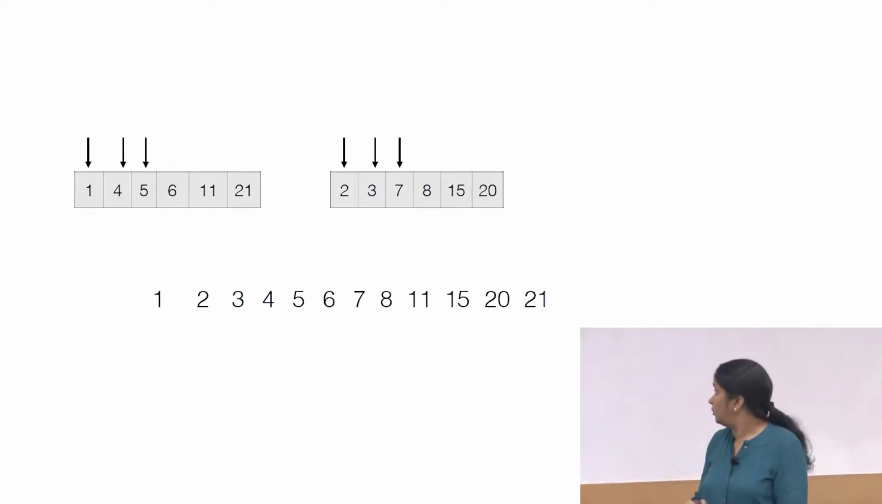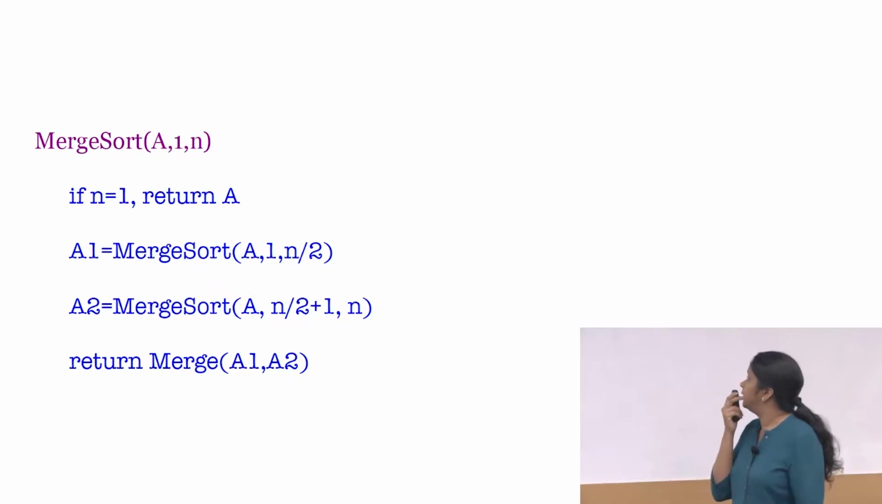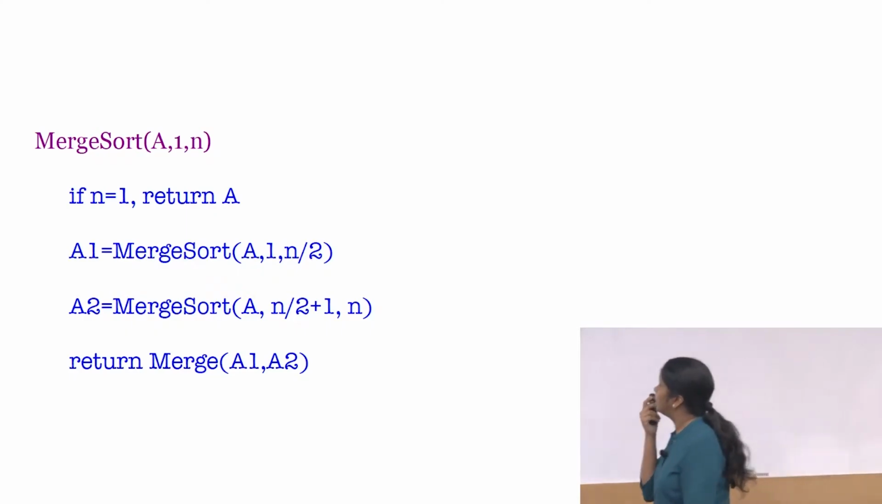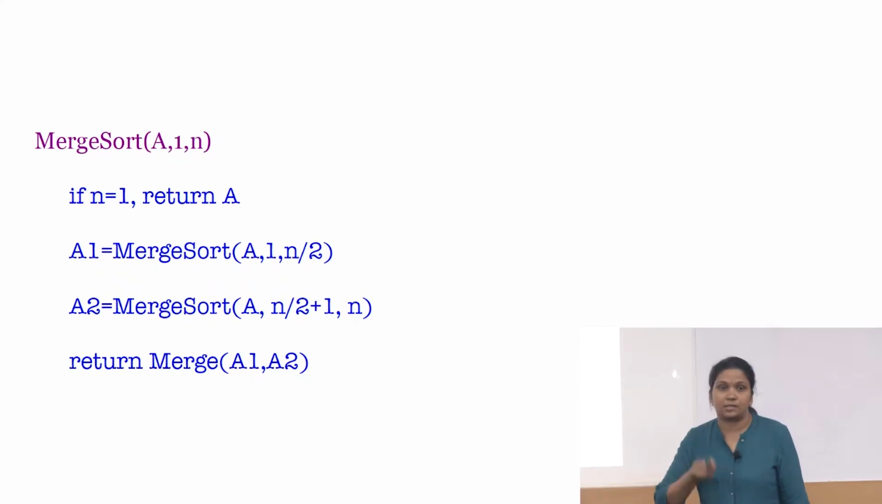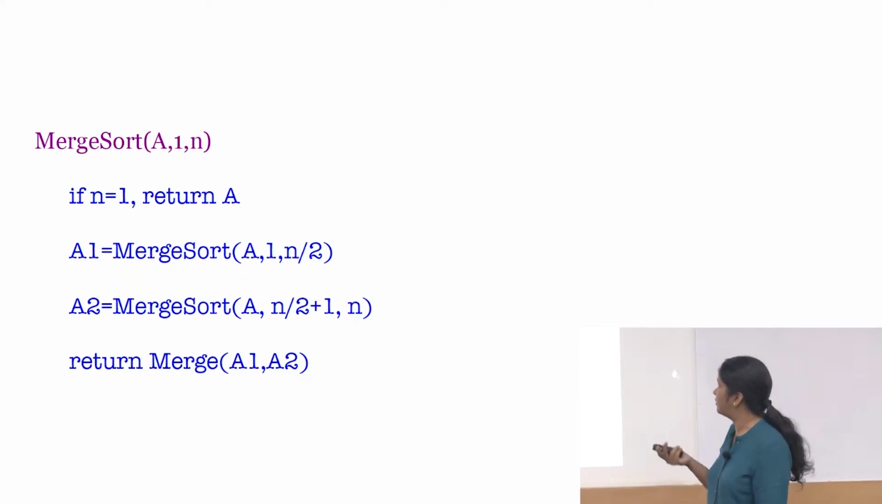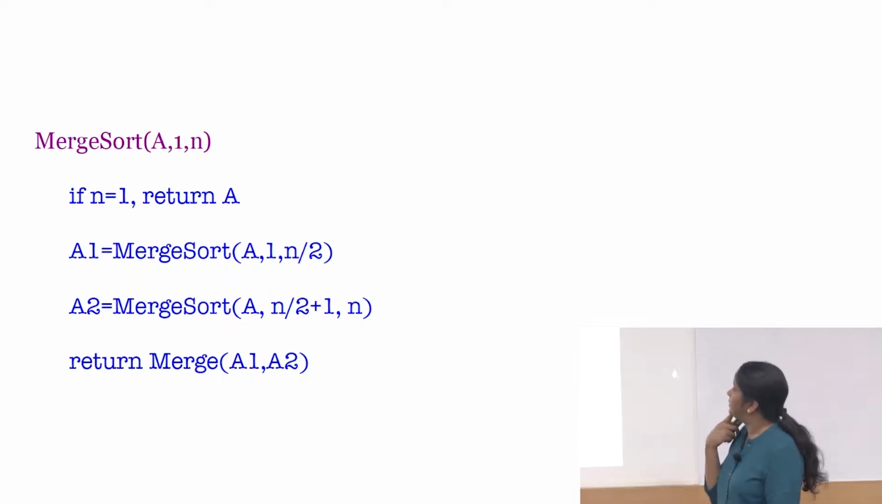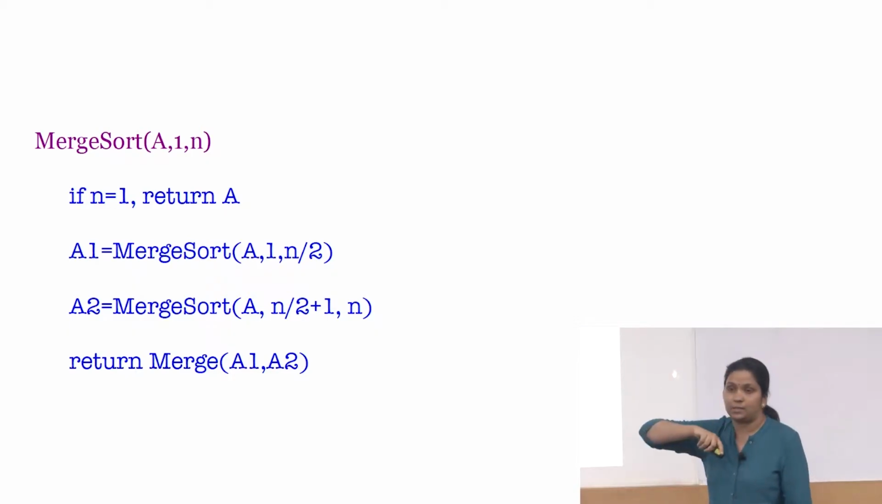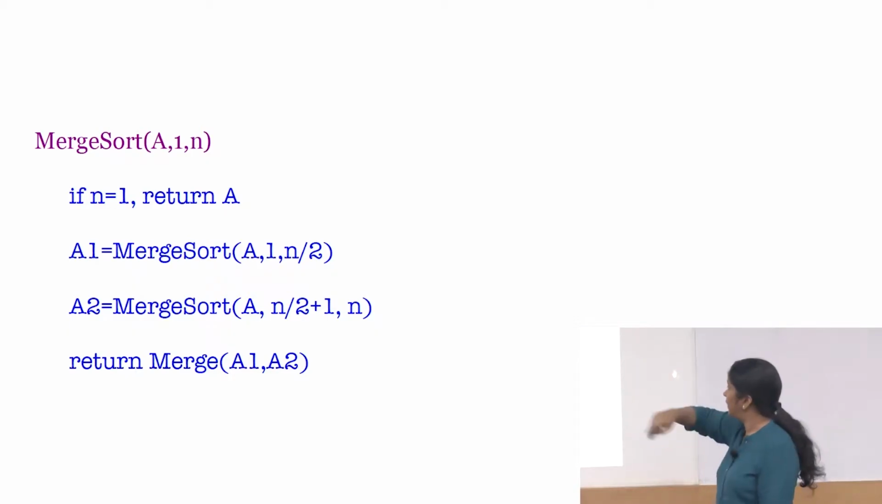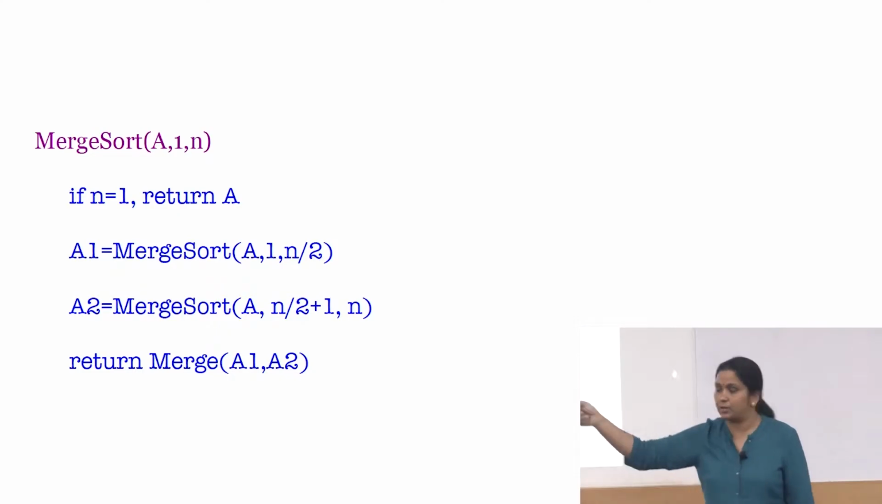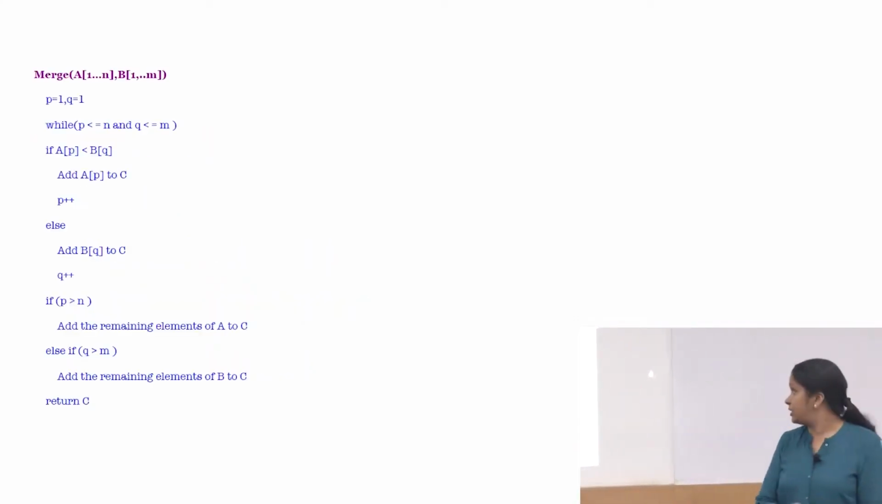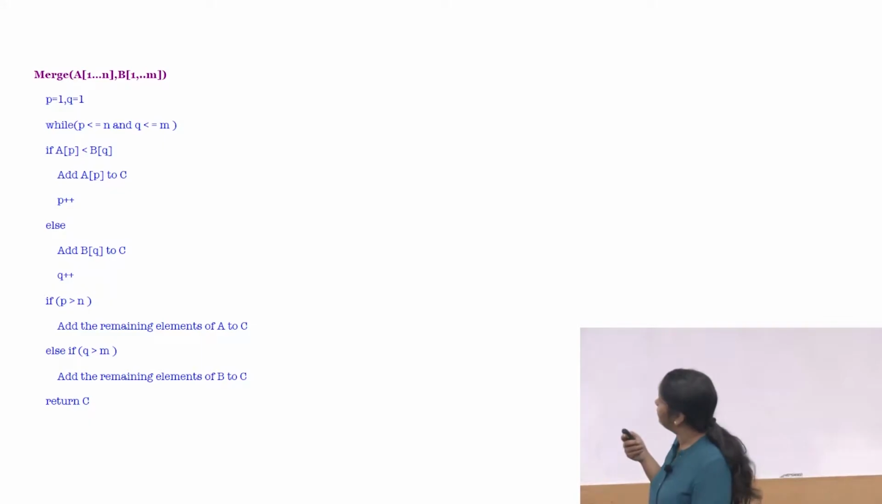Of course you're using recursion. The base case is when the array is trivial, when the array has only one element, you just return it. The next step is to take the first n by 2 elements and sort them recursively, and take the second n by 2 elements and again sort them. And the third is the call to merge, the function that merges those two. Are you able to see this?